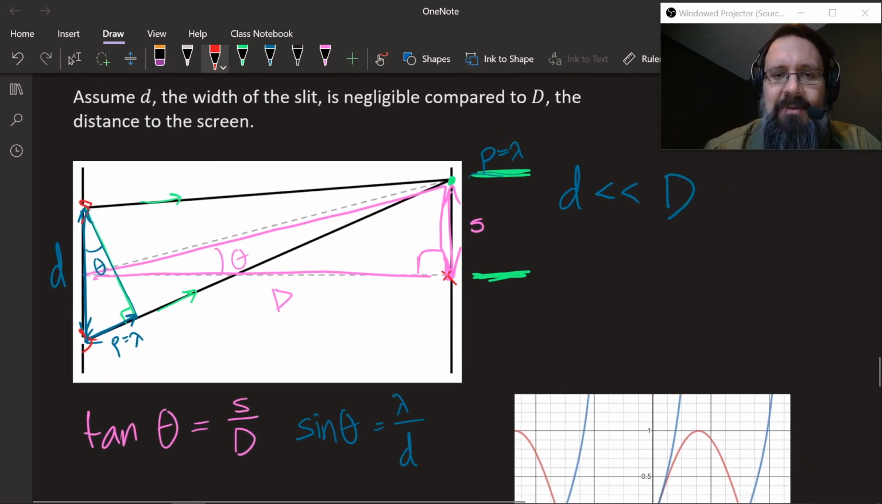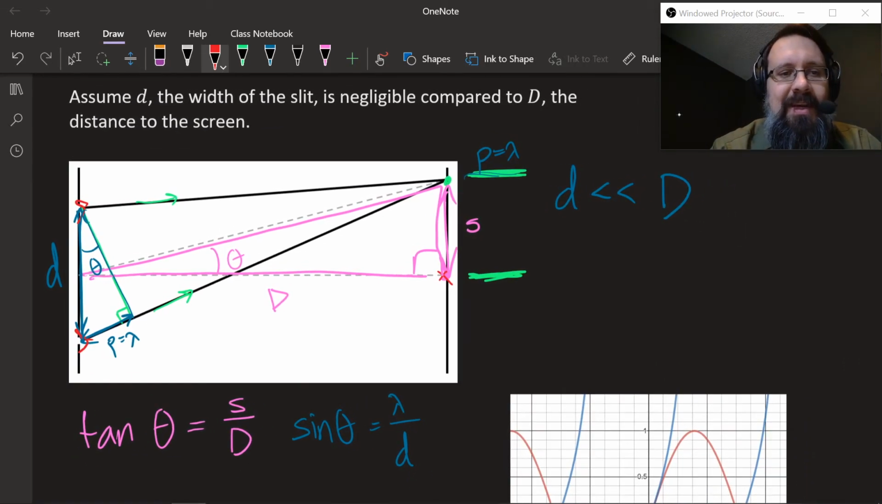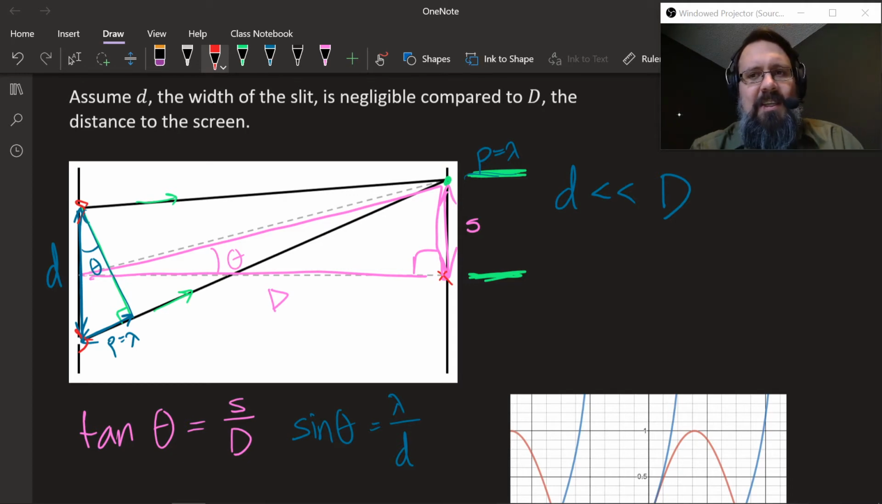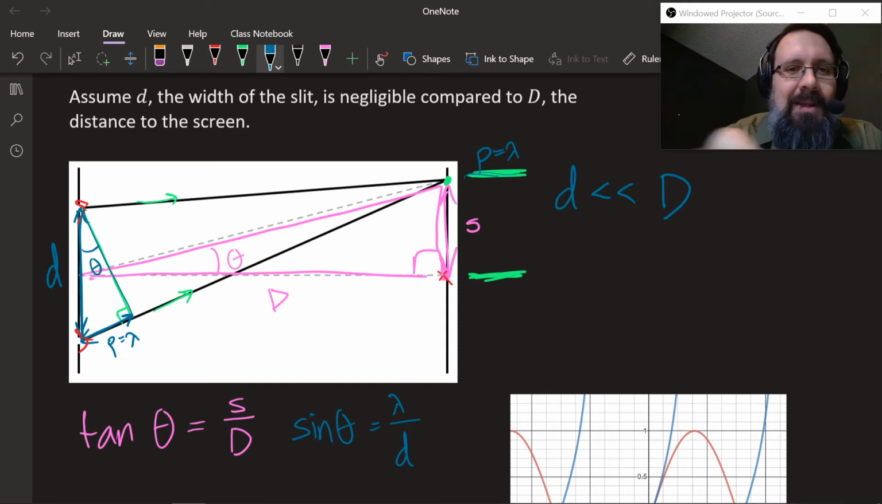The second thing is, remember how we said that the distance between the slits was much, much smaller than the distance to the screen? The distance between the slits is near the wavelength of the light, which is nanometers, but the distance to the screen is a real life distance, like meters. So nanometers is way shorter than meters. And so that angle right there is going to be very, very small.